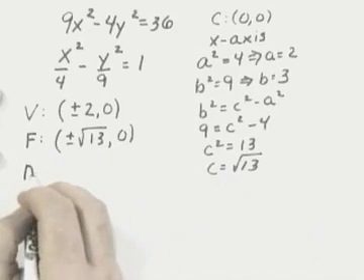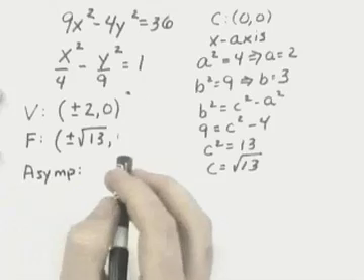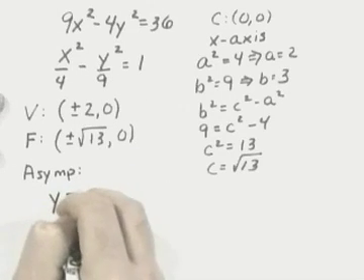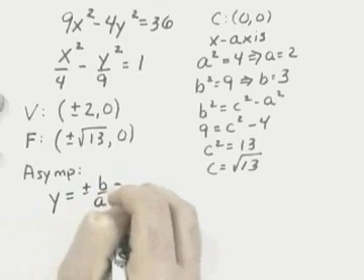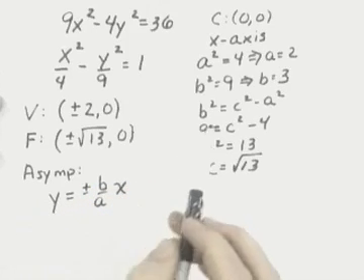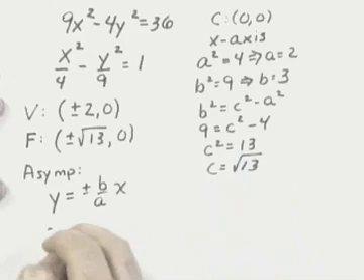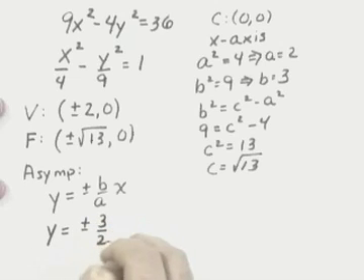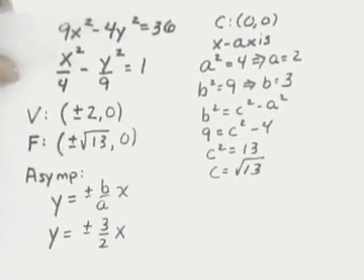Now let's talk about the asymptotes. Well, to find the asymptotes, we recognize that because the hyperbola opens left and opens right, the asymptotes are going to be y equals plus or minus b over a times x. Well, b is 3, a is 2, so my asymptotes are y equals plus or minus 3/2 x. Now let's take all this information and graph our hyperbola.